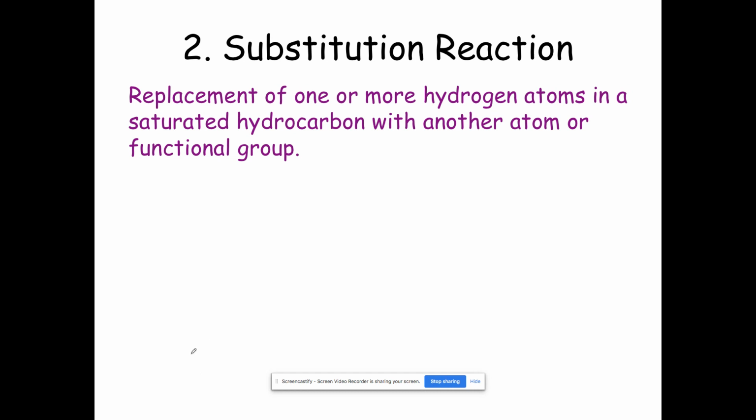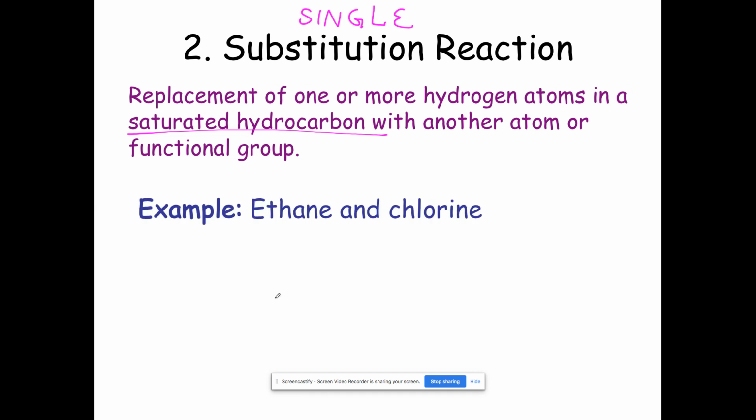There are a few other details here. Saturated hydrocarbons. Saturated, substitution, what kind of bonds? Single bonds. So all of these S's should help you remember: a substitution only happens with single bonds. Okay? So if we have ethane and chlorine, let's draw it. Meth, eth, all single bonds. And for the sake of example, I'm going to draw my H's in. This does not look pretty, but you get the idea.